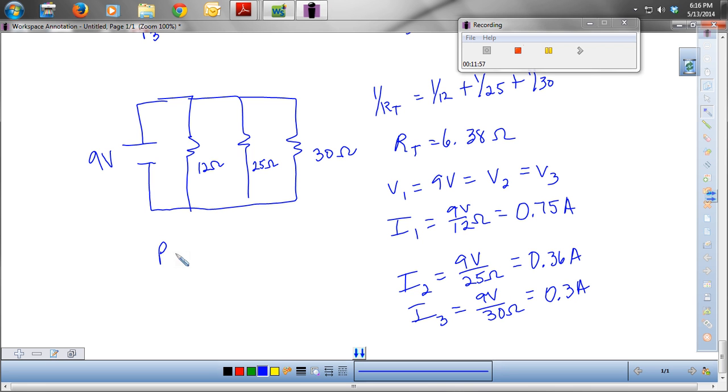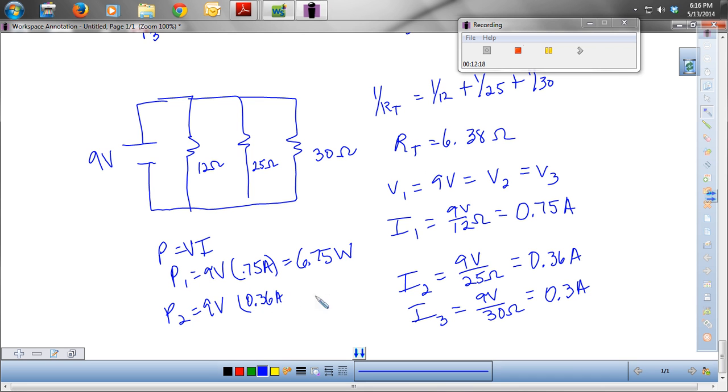And then I went to power is equal to V times I. So power 1 was 9 volts times 0.75 amps. And that was 6.75 watts. And then power 2 was 9 volts times 0.36 amps. And that power was 3.24 watts. And then the last one was power 3, 9 volts times 0.3 amps. So that was 2.7 watts.